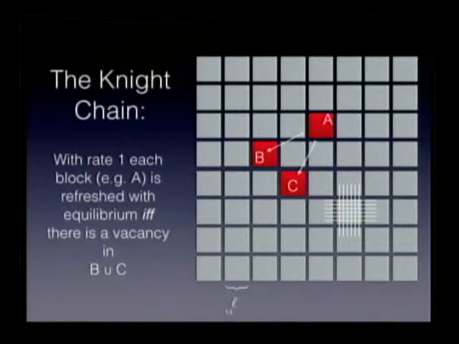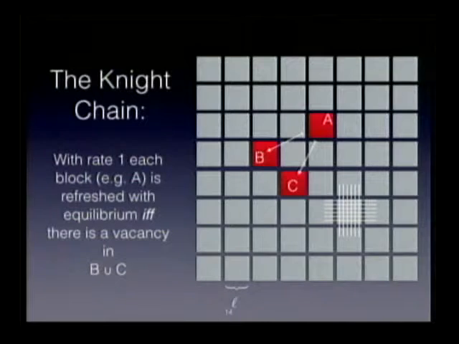Here we introduce what we call the knight chain, from the game of chess. A knight moves, say, 2 down and 1 left, or 2 left and 1 down, for example, or of course also 2 up and 1 right. This white stuff is the original two-dimensional lattice. These gray blocks are blocks of a certain size. I'm not specifying the size now.